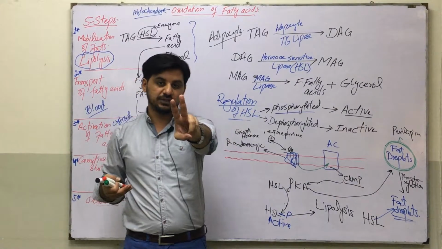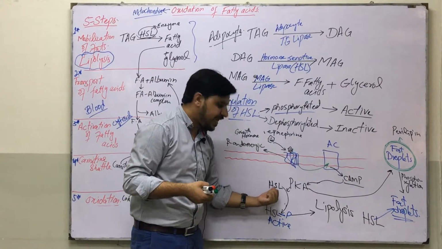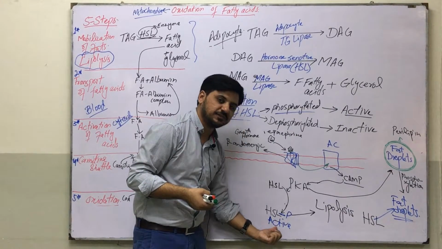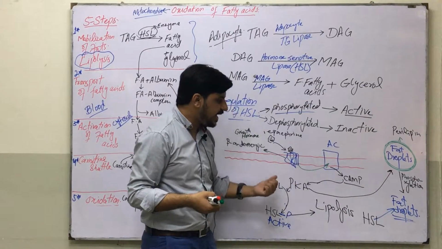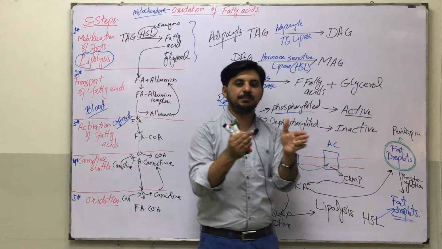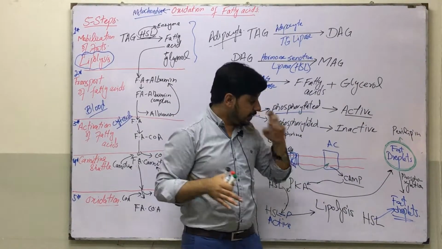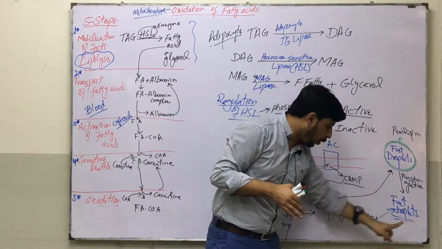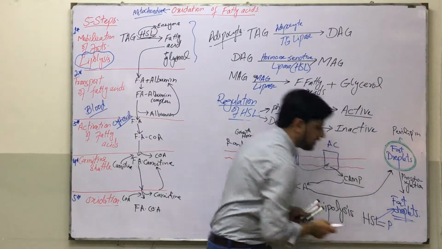Now PKA has two functions. Number one, first it will phosphorylate this HSL, and when this HSL is phosphorylated, it will become active, and when it becomes active, it will start lipolysis. And the second function of PKA is to phosphorylate the perilipin. What is it? Perilipin is a coat on the fat droplet, and when this perilipin is phosphorylated, the fat droplet is exposed to HSL.